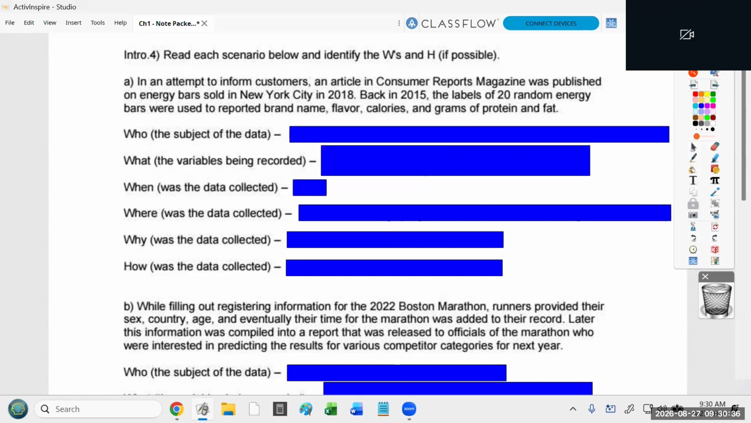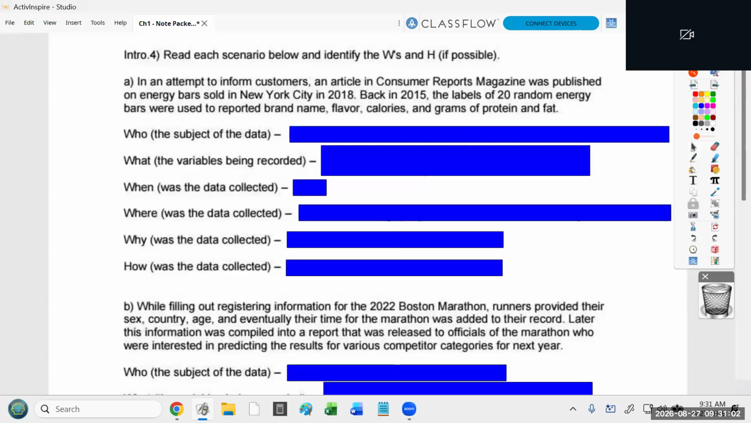The first thing I want to point out before I even read the first example is that who does not mean a person. That's a really common mistake that people make. The who is the subject of the data. So an example that's not in front of you, if I was analyzing tomato plants and I wanted to know after a certain number of weeks, how tall did they grow? How many tomatoes did they grow? The who is the tomato plants.